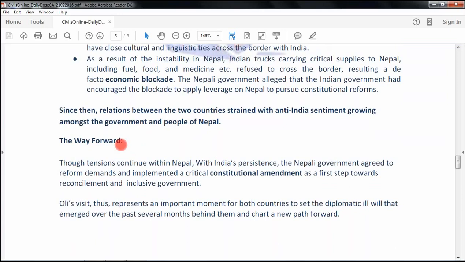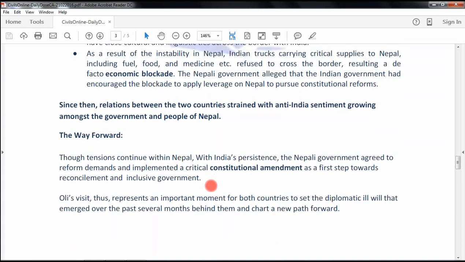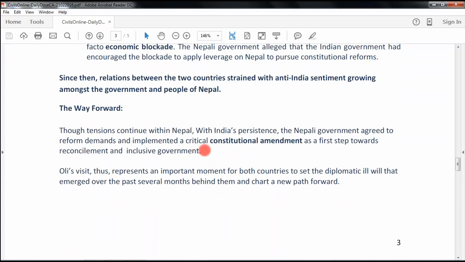What is the way forward? Though tensions continue within Nepal even now, with India's persistence, the Nepali government agreed to these reform demands and implemented a critical constitutional amendment as a first step towards reconciliation and an inclusive government.